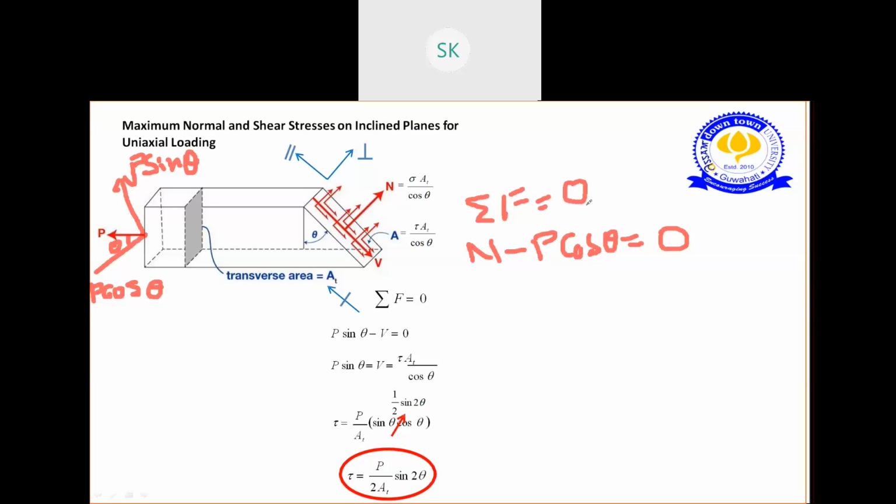Summation of all perpendicular forces, I'm taking it as 0. In this surface, the perpendicular force is N. The direction of the perpendicular force here is this direction, so I've taken this value as minus P cos theta. Clear with this? Why have I resolved?